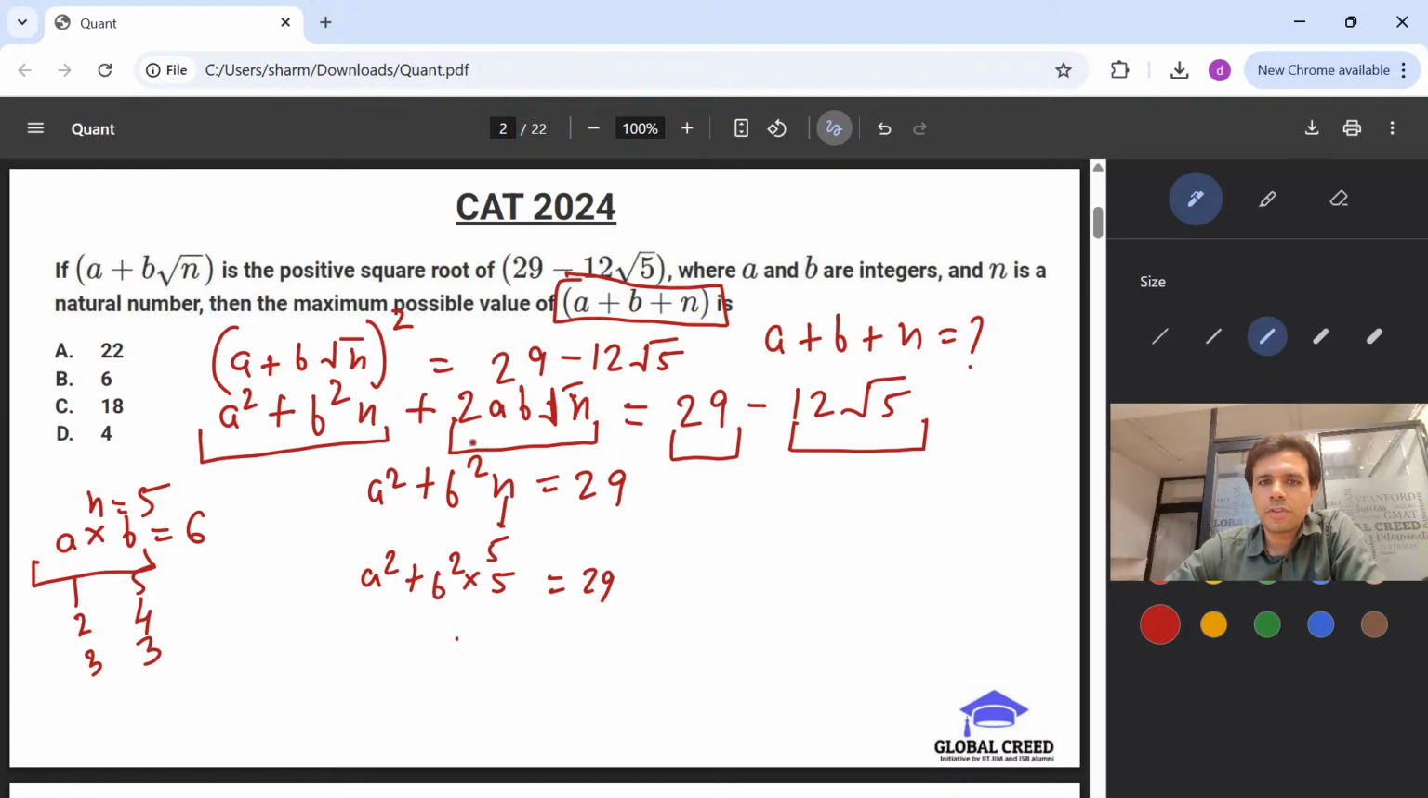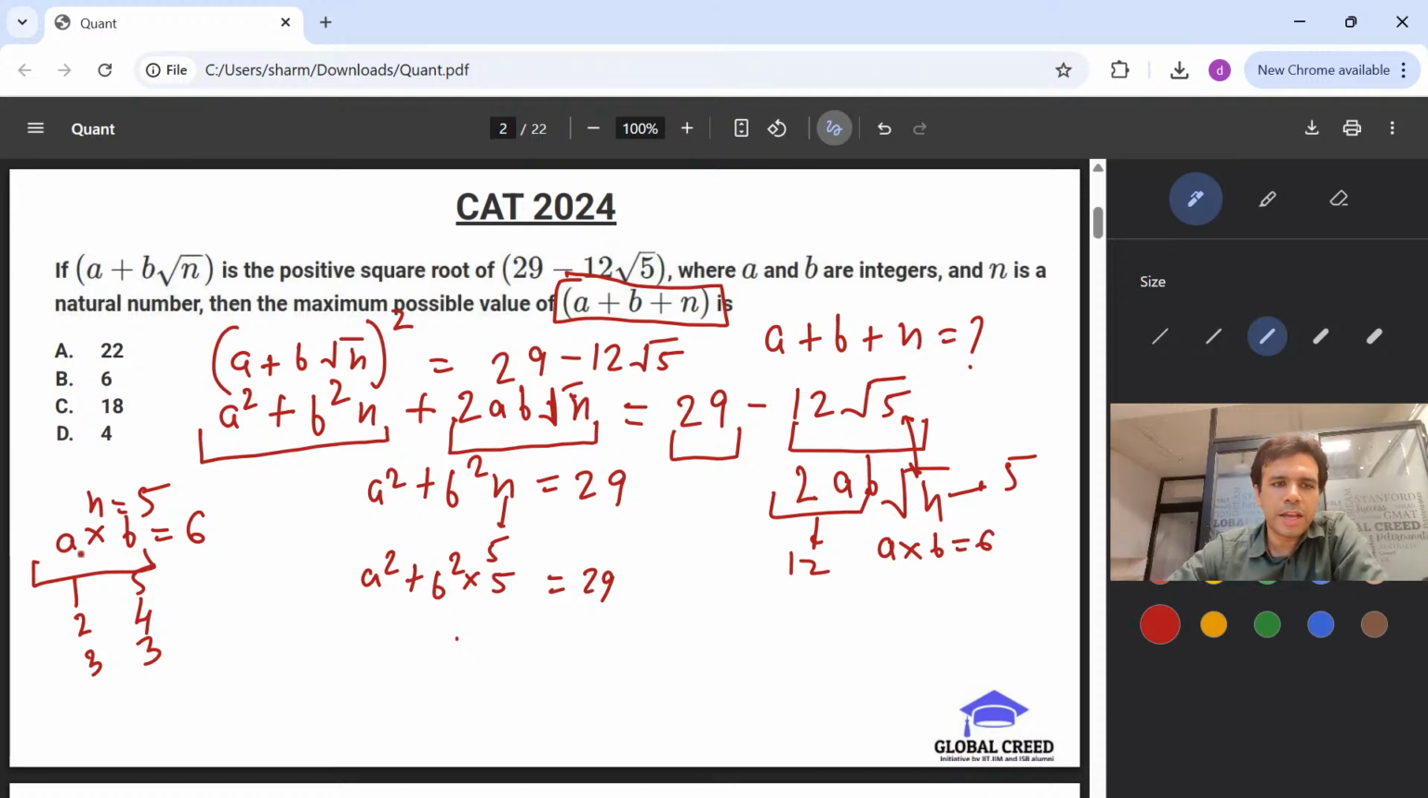Now when you do that, we have to compare. So on one side you have 12 root 5, that means the value of n could be 5 directly, because if you map this equation, a square plus b square n should be 29 and 12 root 5 is on the other side. So you could say 2ab root n is equal to 12 root 5. Comparing 2ab root n, the value of n directly will come out to be 5, and 2ab will come out to be 12, and that's what helped us find out that the value of a into b is 6.